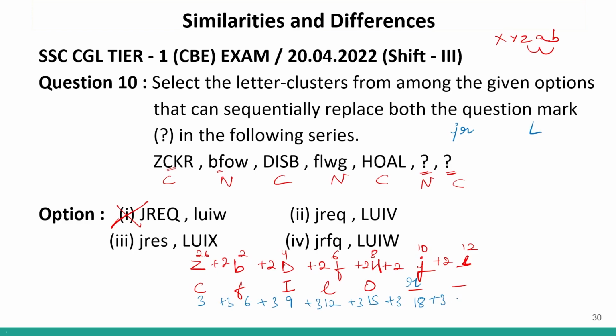And over here we have L. So plus 3 will give me 21st rank. And at 21st rank we have U. So L, U. So J, R and L, U. Okay. Now we'll move on to the third series.